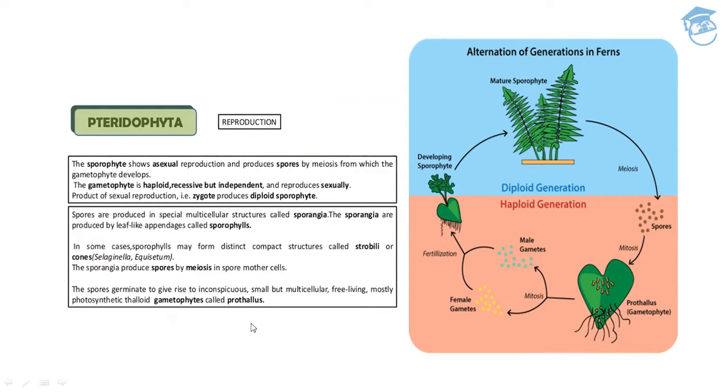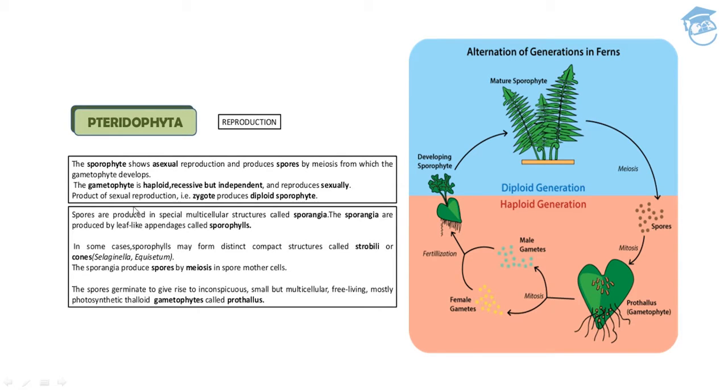So let's talk about the reproduction in pteridophytes. The sporophyte shows asexual reproduction and produces spores by meiosis, from which the gametophyte develops. I repeat, from the sporophyte the gametophyte develops, and the gametophyte is haploid in case of pteridophytes. They are inconspicuous but independent and they reproduce sexually. The product of sexual reproduction is a zygote that produces the diploid sporophyte.